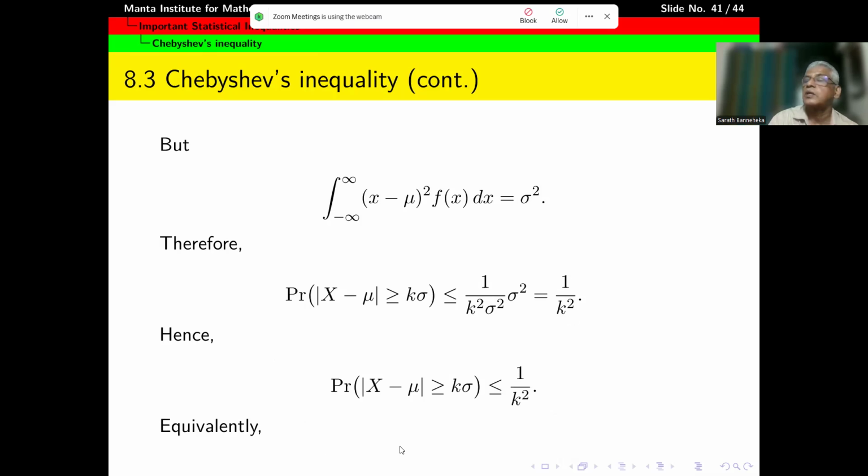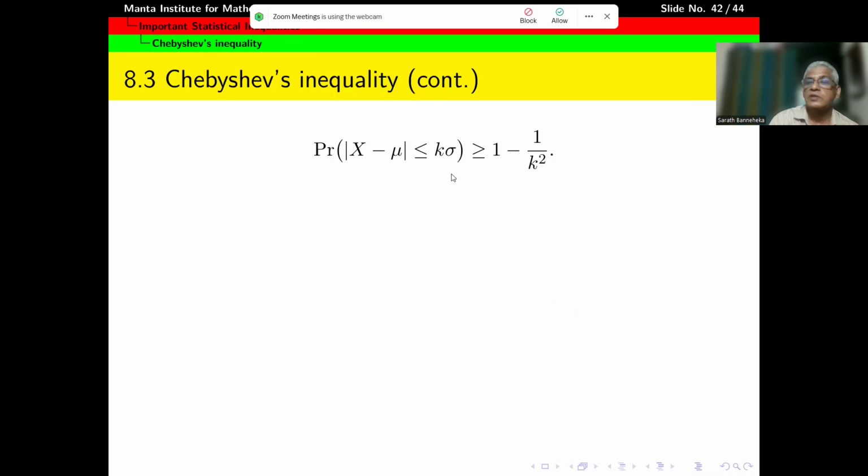So that's what Chebyshev's inequality is, right? The probability |x minus mu| greater than or equal to k times sigma is less than or equal to 1 over k square. And you can write equivalently, probability |x minus mu| less than or equal to k times sigma is greater than or equal to 1 minus 1 over k square.